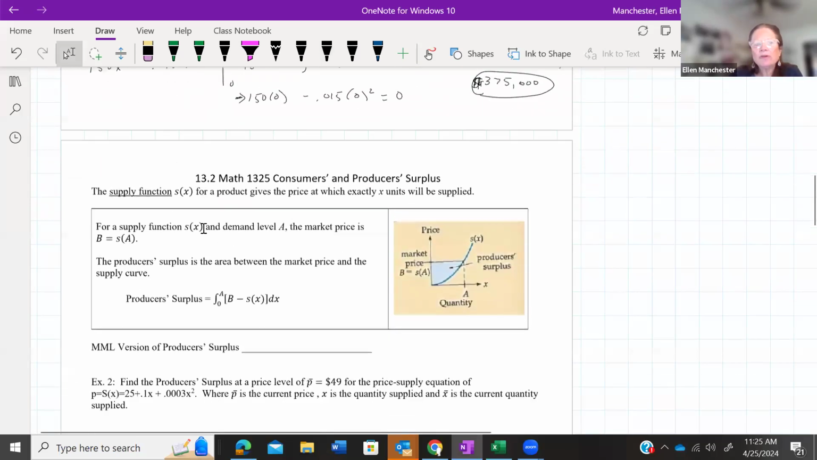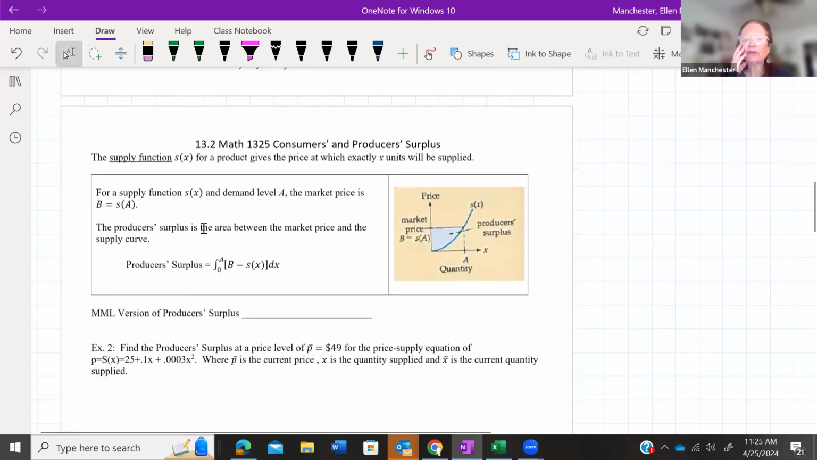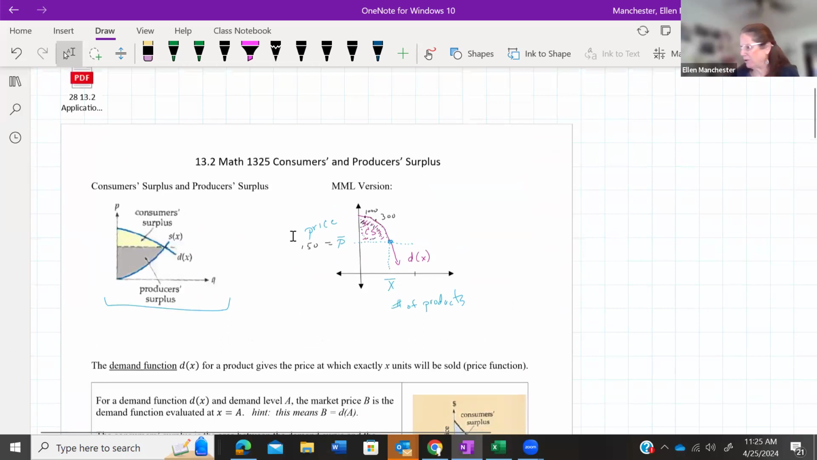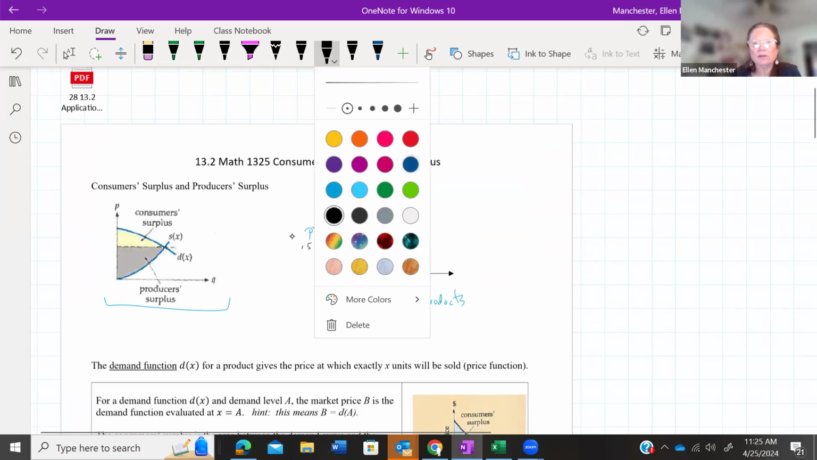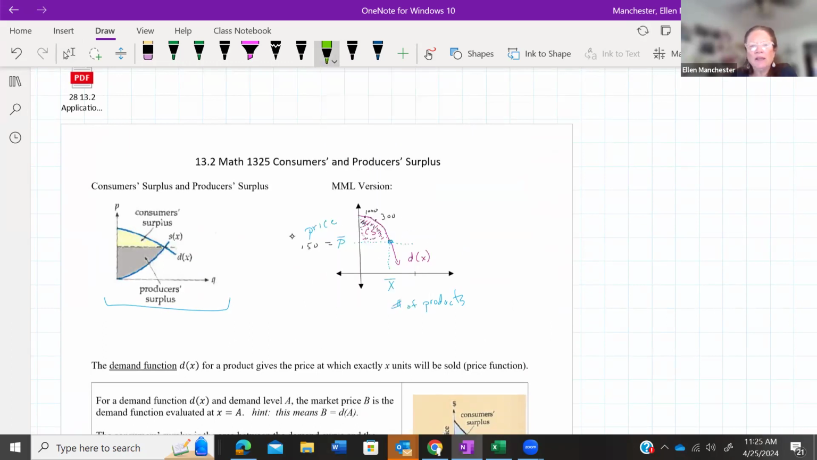All right, so now producer surplus. So producer surplus, you can look at it like profit, right? So the idea, let me go back up here. The idea behind producer surplus, I'm going to do this in a different color, green, is you have a supply function. Okay, so this is, it needs to line up. There we go.